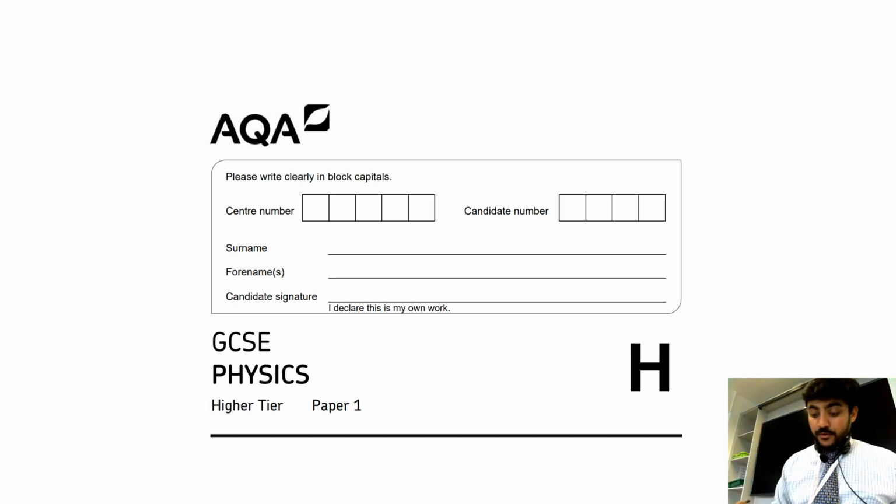Welcome to the exam walkthrough for the GCSE Physics Higher paper. The first thing to do is write your name.